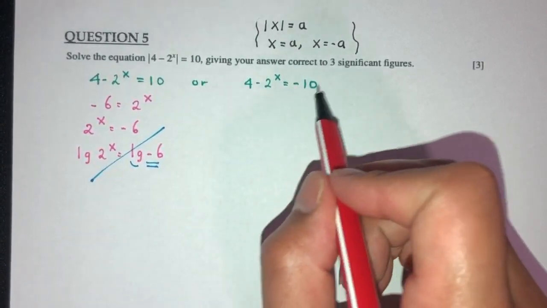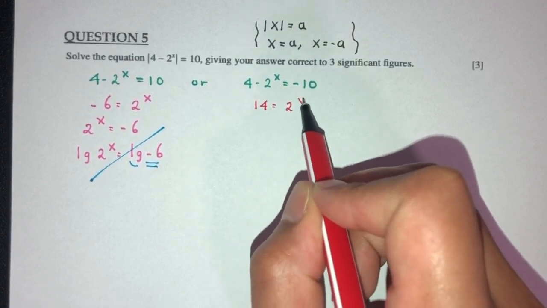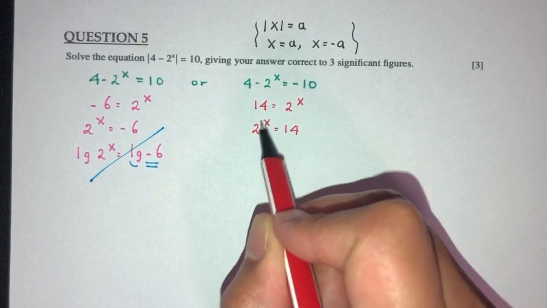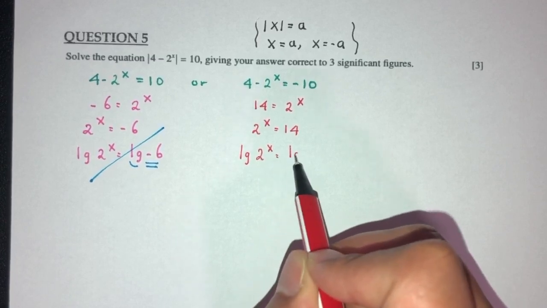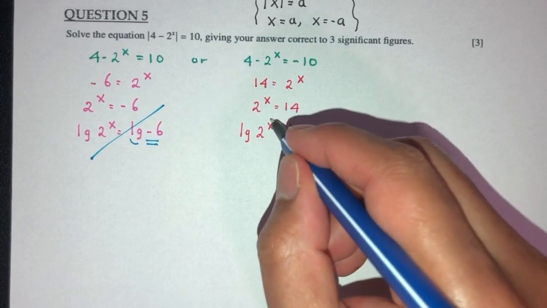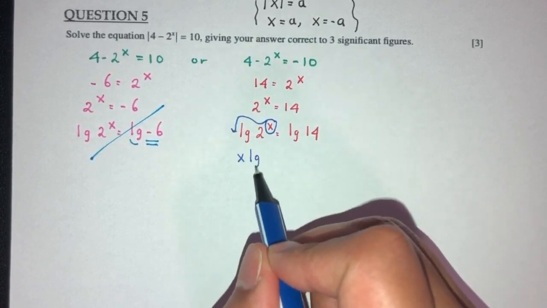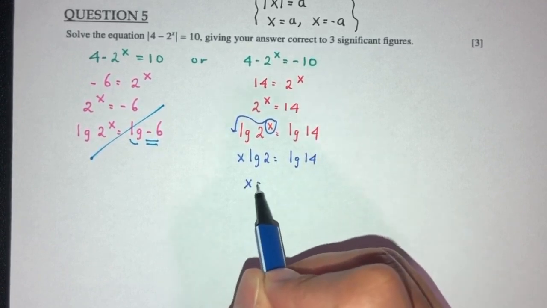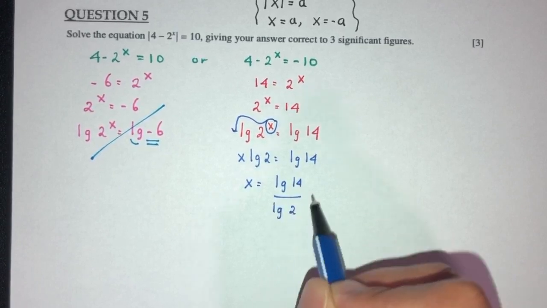Send this over here, and this over here, 4 plus 10 should be 14, 2 power x. Rewrite that as 2 power x is equal to 14. To bring x down, we apply log on both sides. Here you go. Now, obviously, by the laws of log, you have x log of 2 is equal to log of 14. X will be simply log of 14 divided by log of 2.